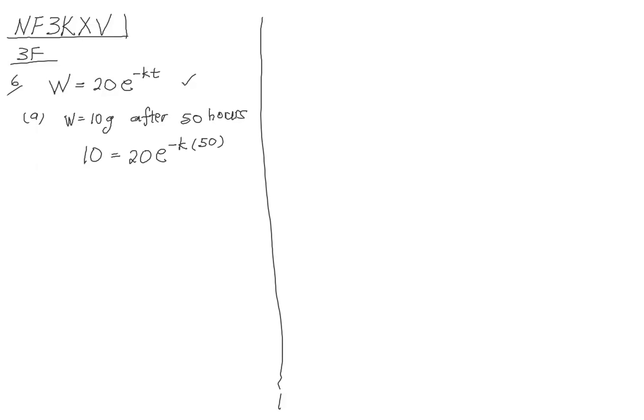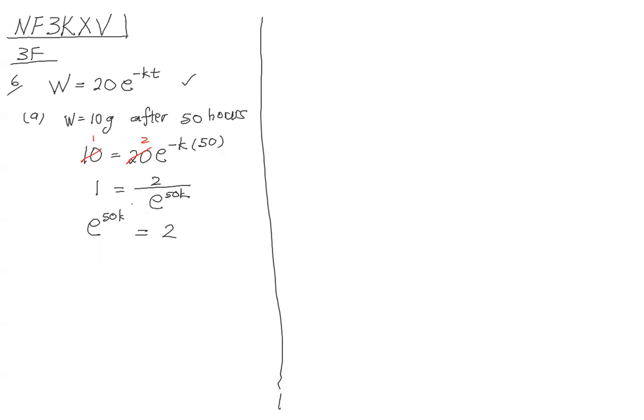Okay, so from here we can simplify. I can rewrite this as 1 equal to 2. Whenever you have a power negative, you put it down there and write it as 50K, correct? So you cross multiply, e to the power of 50K is equal to 2.